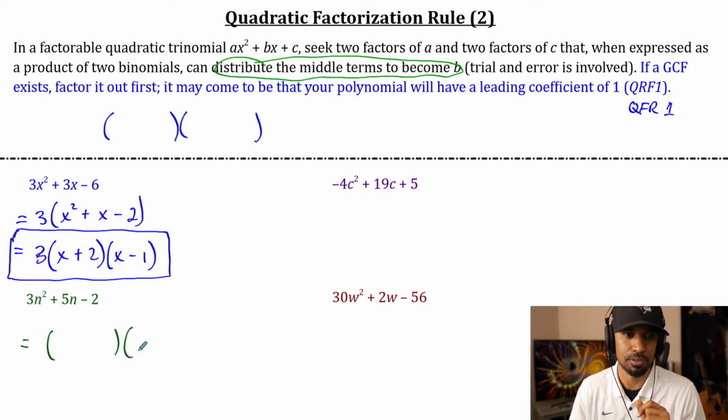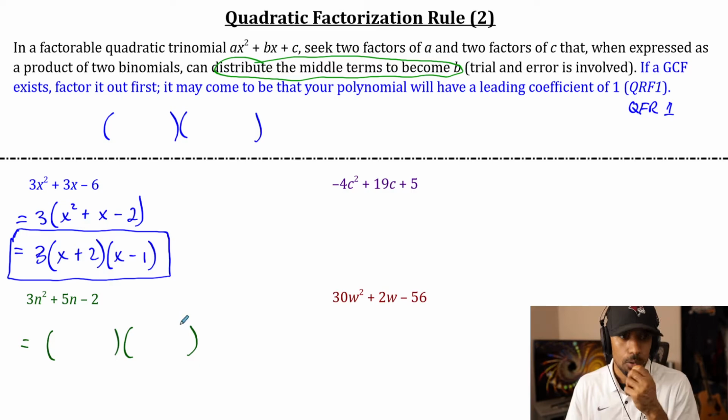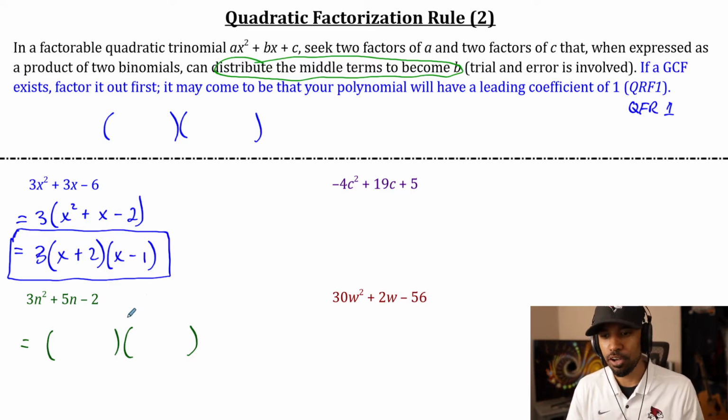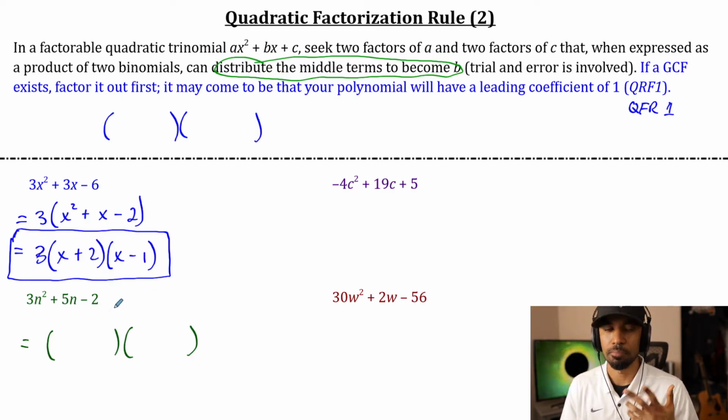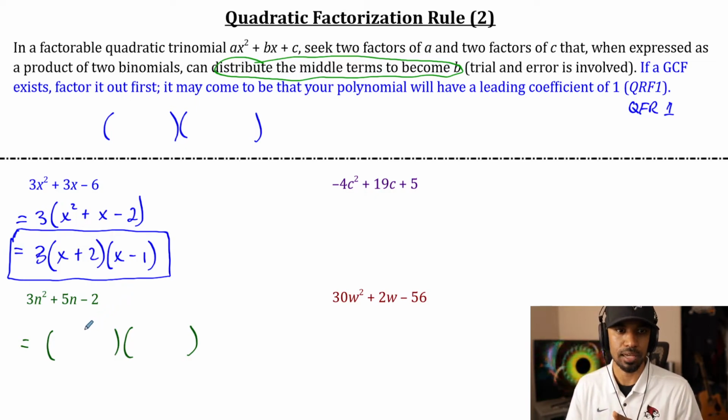So we're going to break it down to look like this. When you do this, remember the FOIL method, or the idea of binomial distribution. The first two numbers that you multiply give you the first term. In this case, I'm going to multiply some n times some n, and I'm going to get 3n squared.